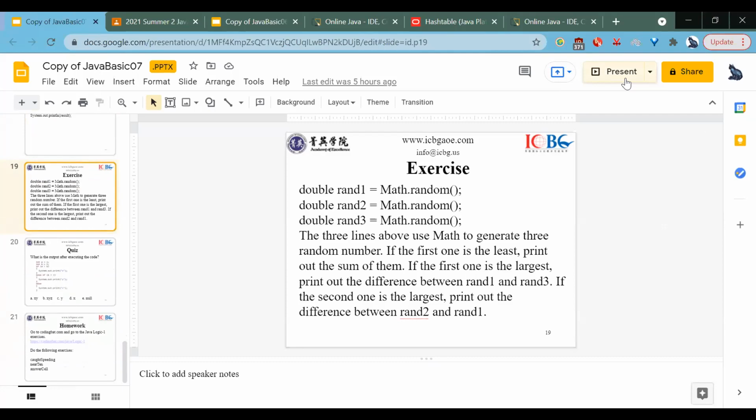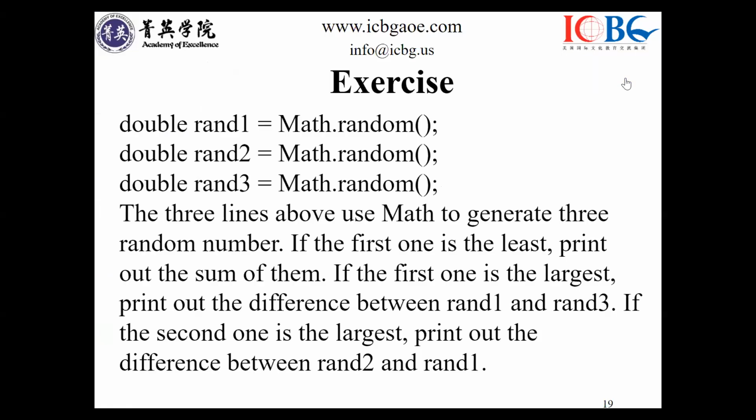Double rand1 equals Math.random. Essentially, there are random numbers, right? And so if the first one is the smallest number, print out the sum of them. If the first one is the largest, print out the difference between rand1 and rand3. And if the second is the largest, print out the difference between rand2 and rand1. Here, let me copy this in the chat.